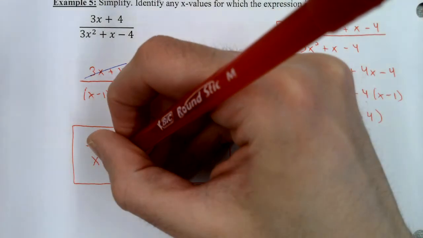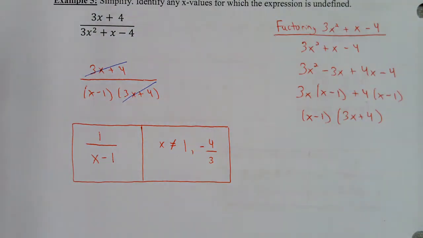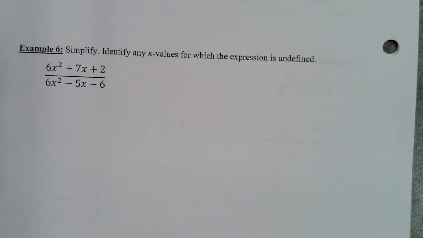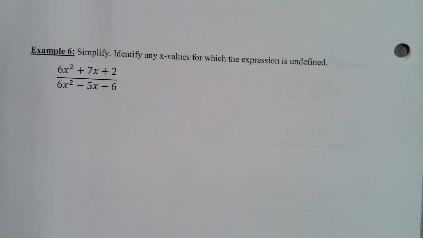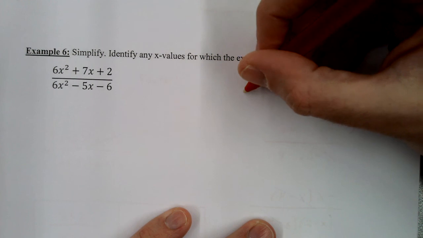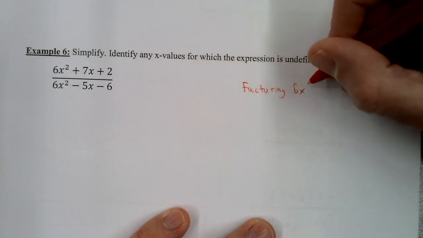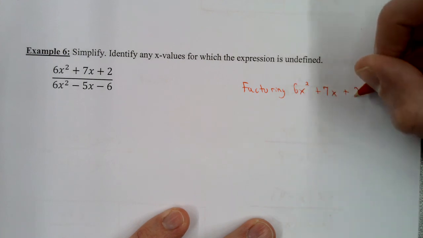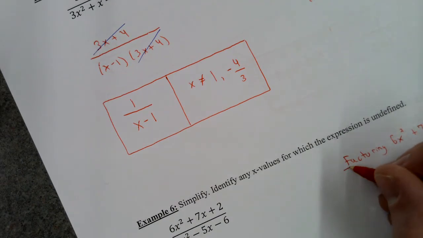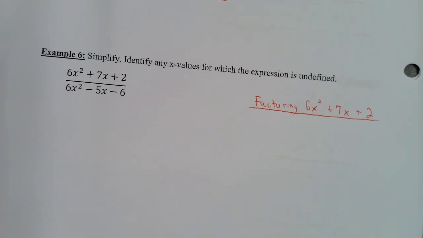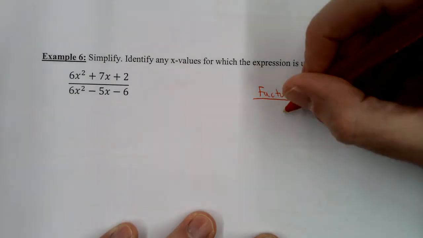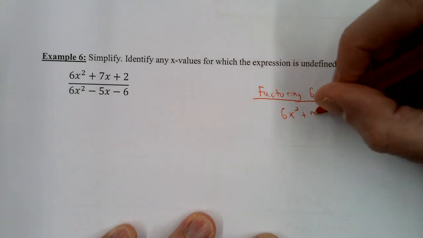Now let's move on to the last problem. For this one, you're going to have to factor both the numerator and the denominator the long way. So let's start by factoring the numerator. I'm doing this off to the side, and I'm writing what I'm doing so you're not confused. So 6x squared plus 7x plus 2.